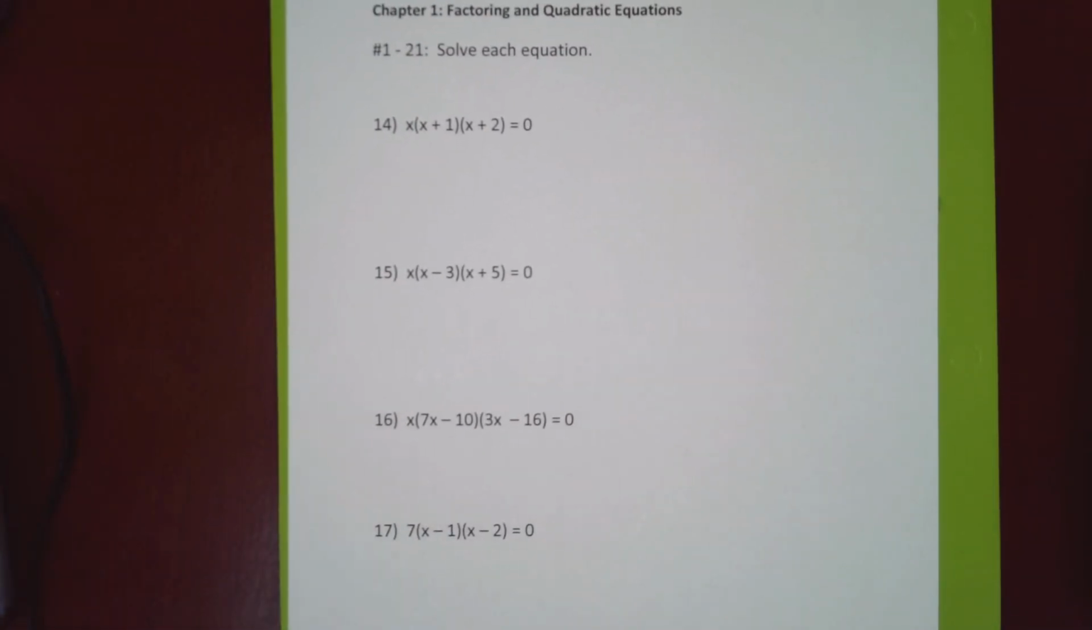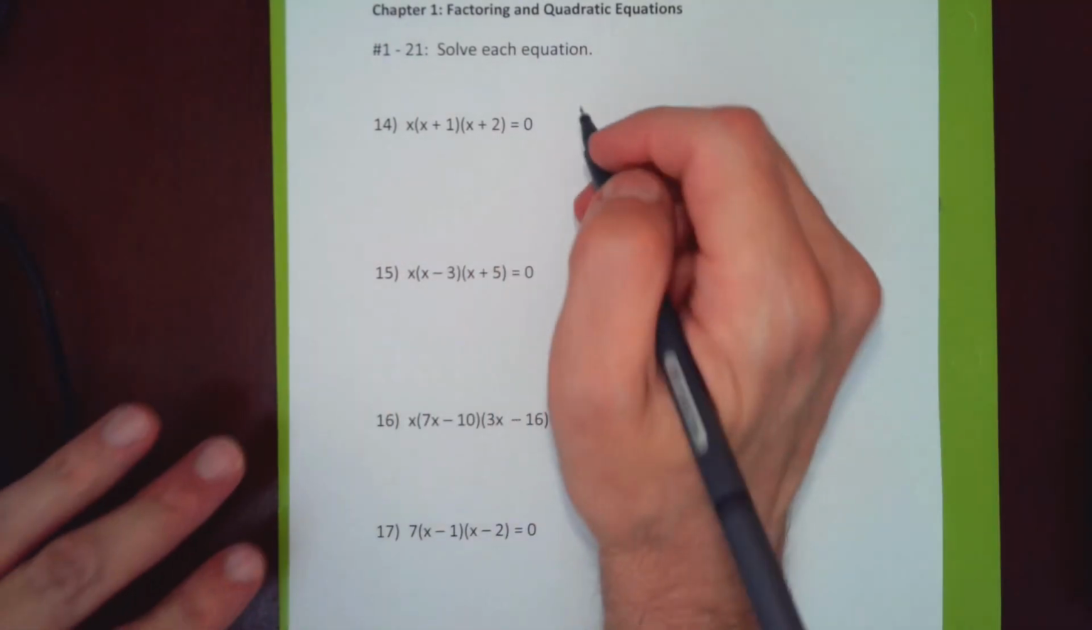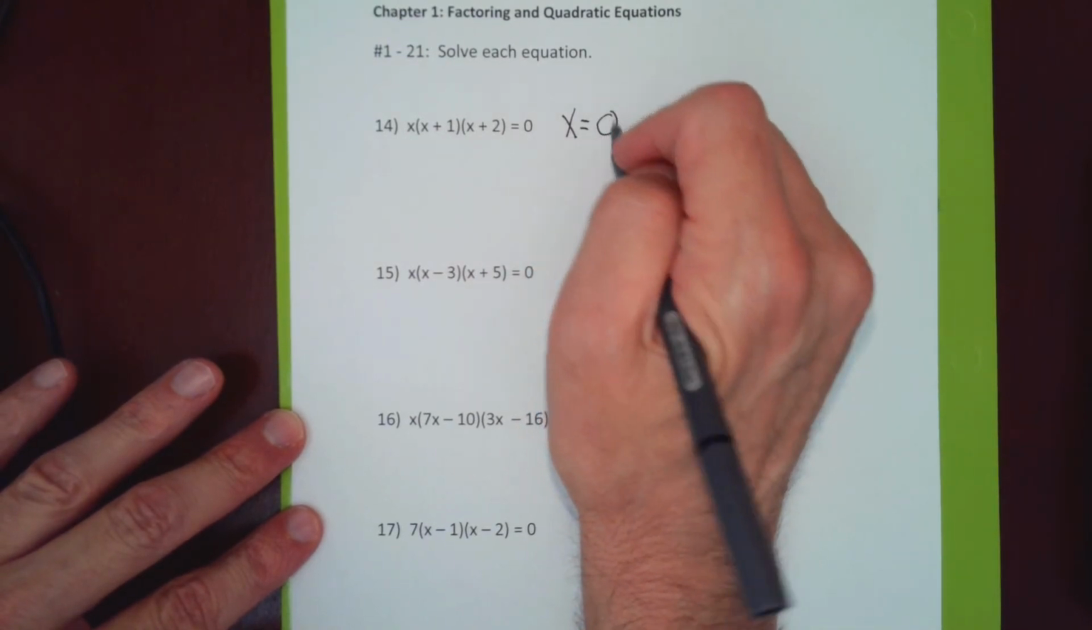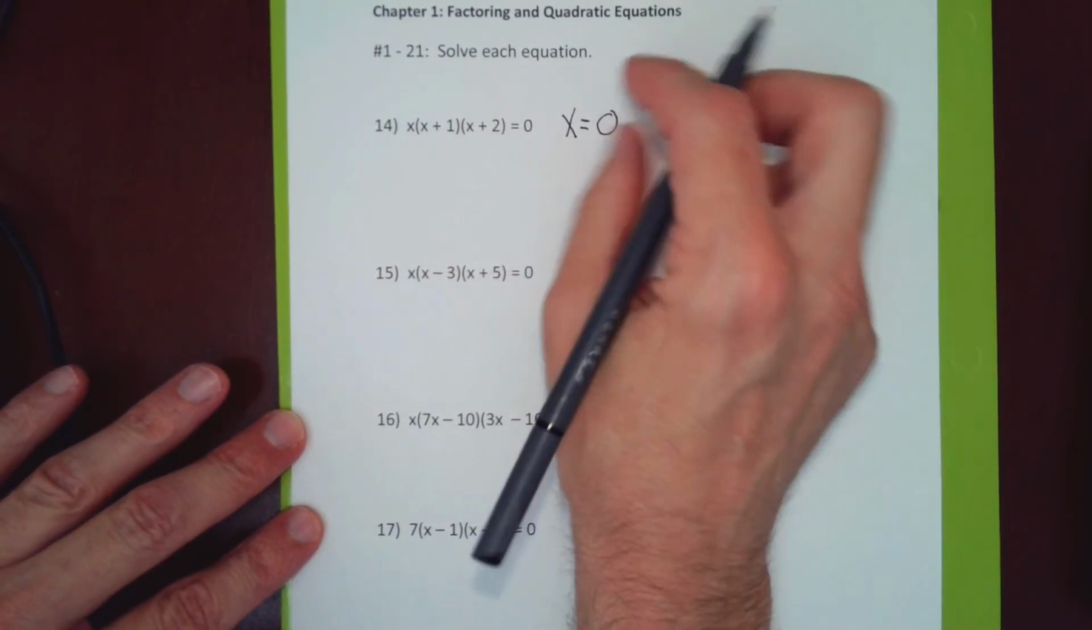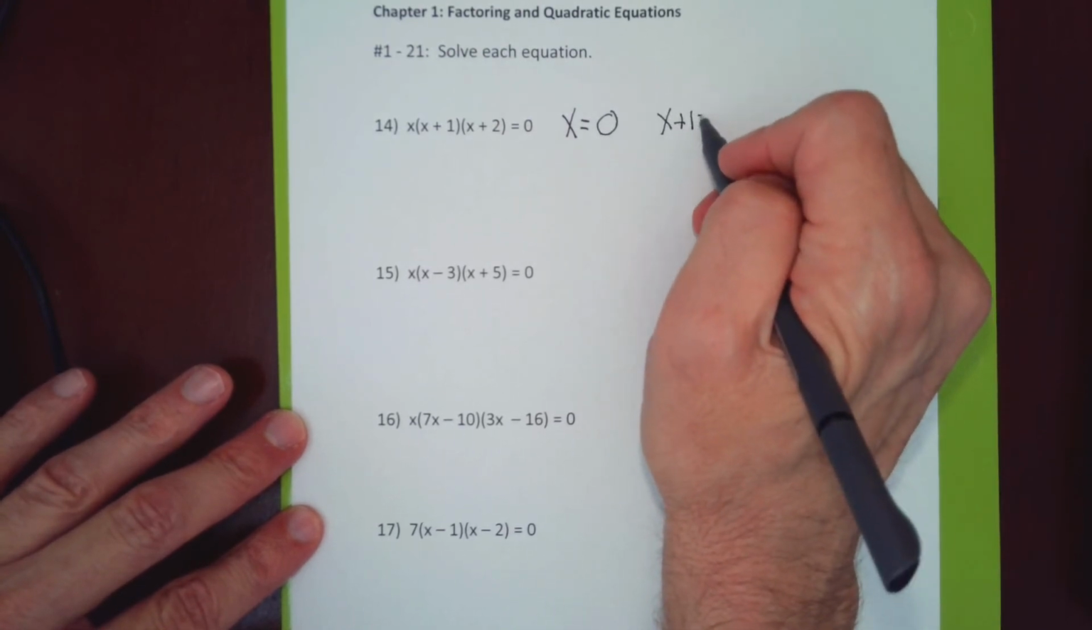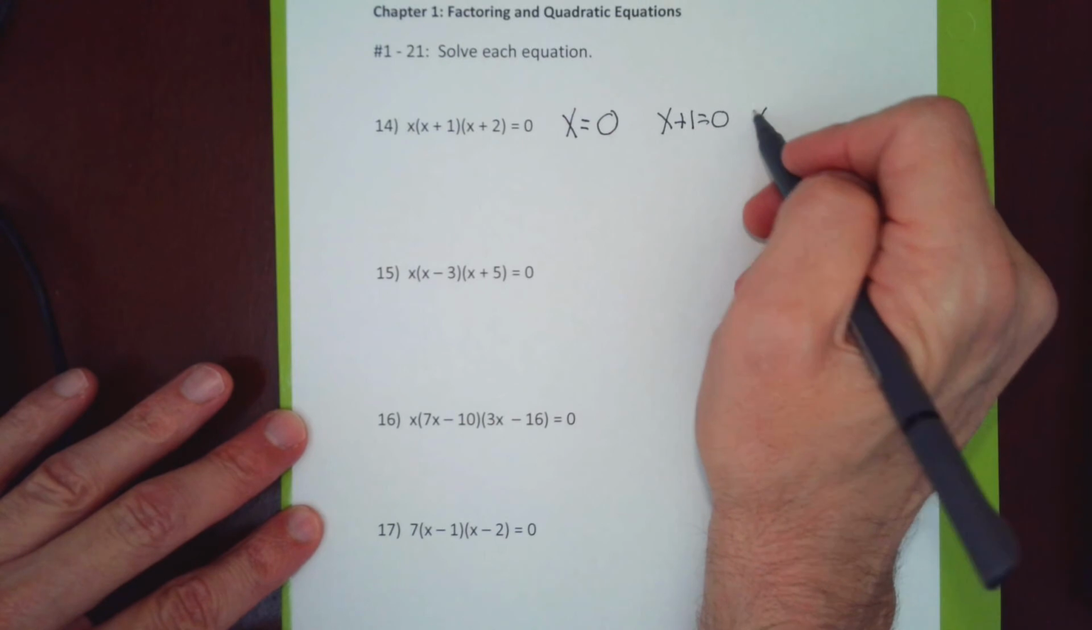All right, so 14 has a common factor with an x that gives a solution of 0. If I'm solving 14, I'm going to go x equal to 0. There's no algebra to show me that that's the solution because that's already solved. I'm going to do x plus 1 equal to 0 and x plus 2 equal to 0.